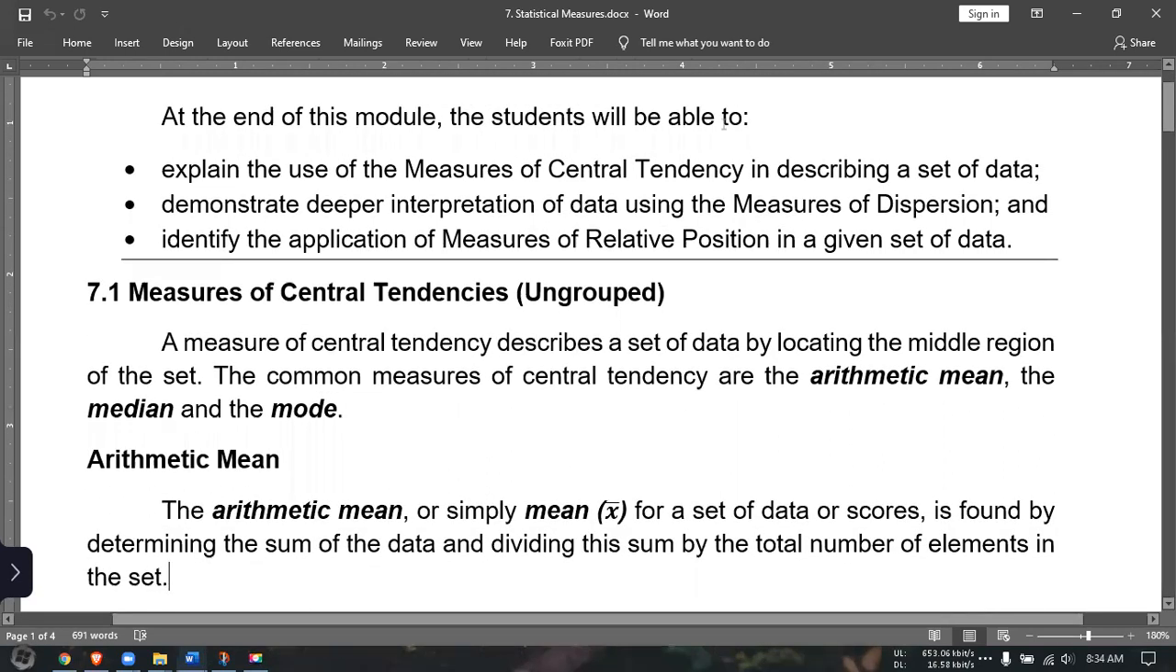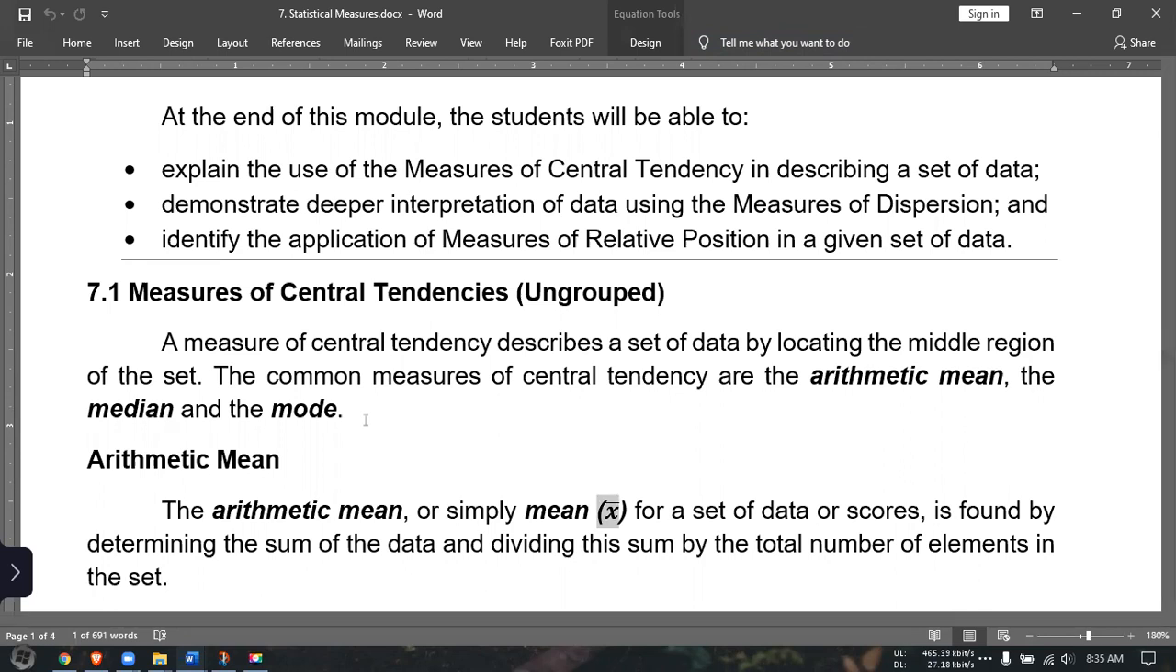First, we have arithmetic mean. The arithmetic mean, or simply mean, denoted by the symbol x bar, for a set of data or scores is found by determining the sum of the data and dividing the sum by the total number of elements in the set. So we are just to determine the average of the data.